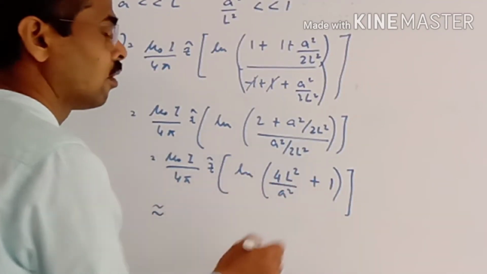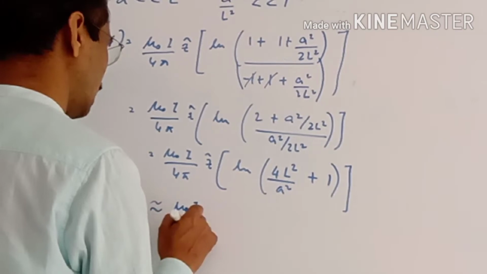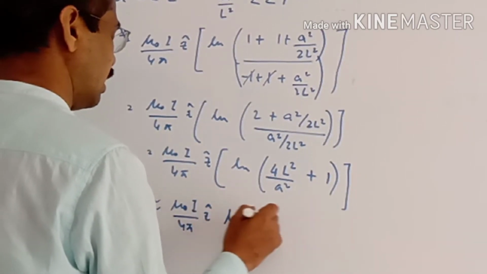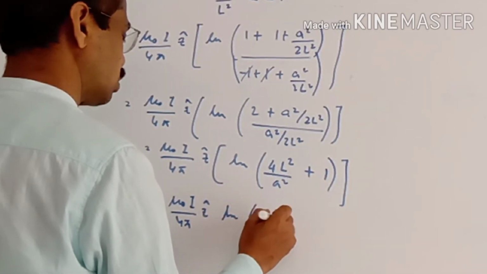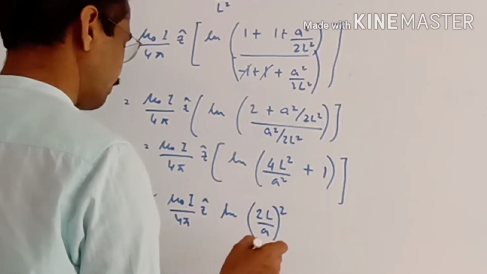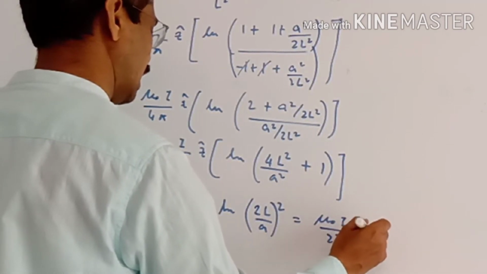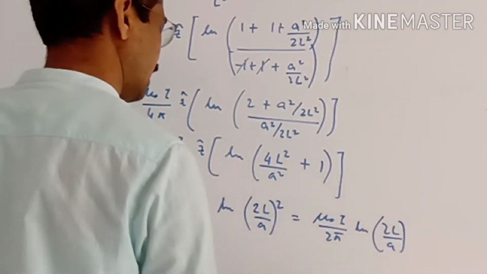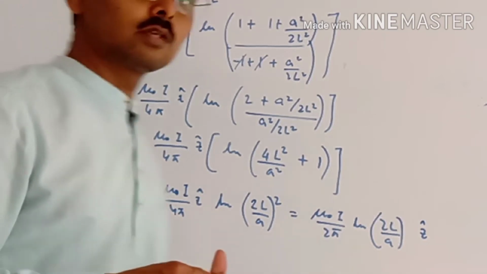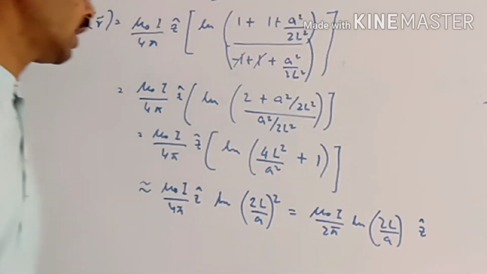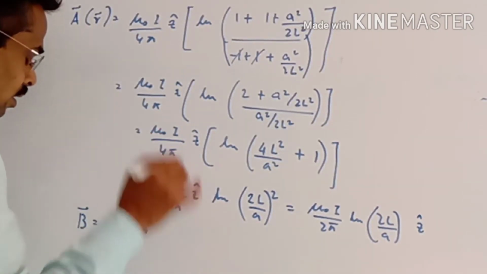So one can write log of 1 plus a very large quantity to be approximately equal to mu naught I by 4 pi z cap ln of 4 l square, or 2l by a whole square. Okay, so that makes it mu naught I by twice pi ln of twice l by a, and z cap. This is the expression for the vector potential, and we can arrive at the expression for the magnetic field by simply taking the curl of this.